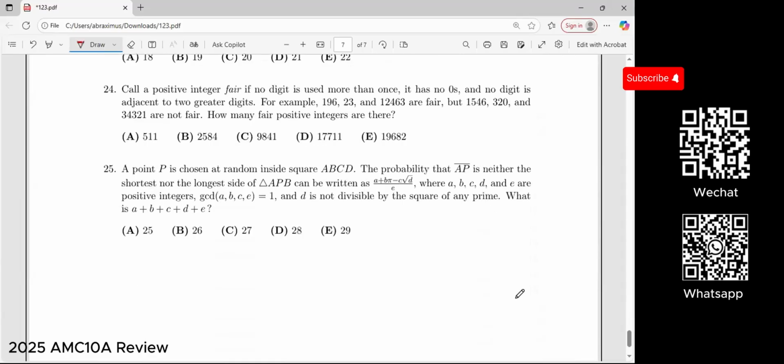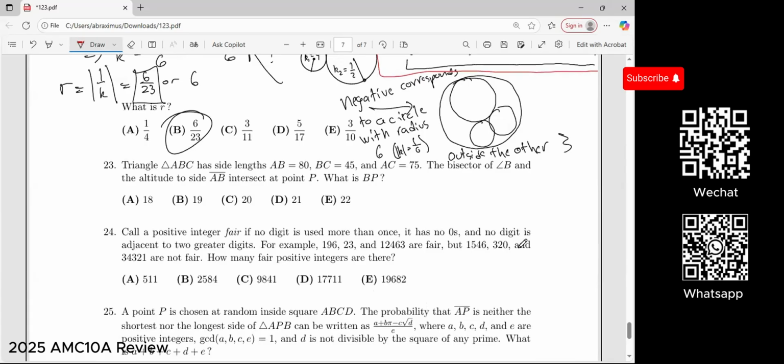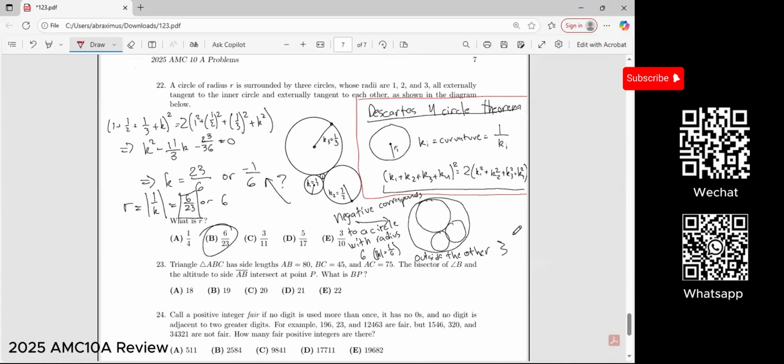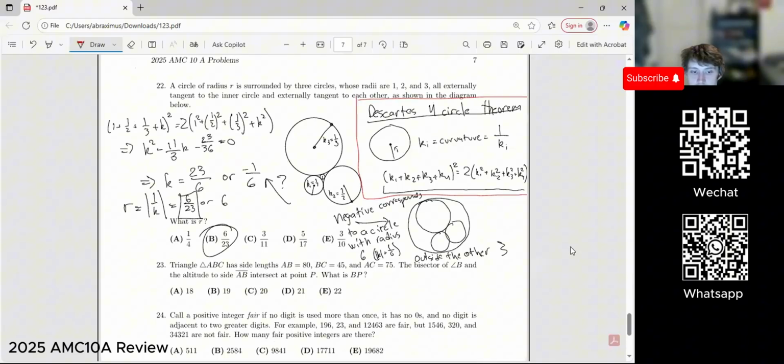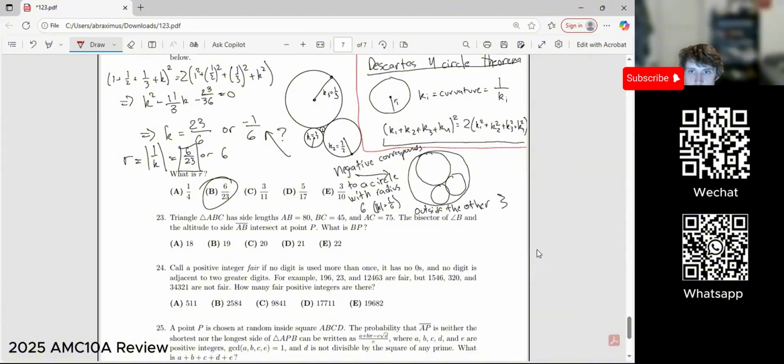Can you keep it there at 22, I still have a little to write down. Okay, so call a positive integer fair if no digit is used more than once, it has no zeros, and no digit is adjacent to two greater digits. For example, 196, 23, and 12,463 are fair, but 1,546, 320, and 3,400,322 are not fair. How many fair positive integers are there?